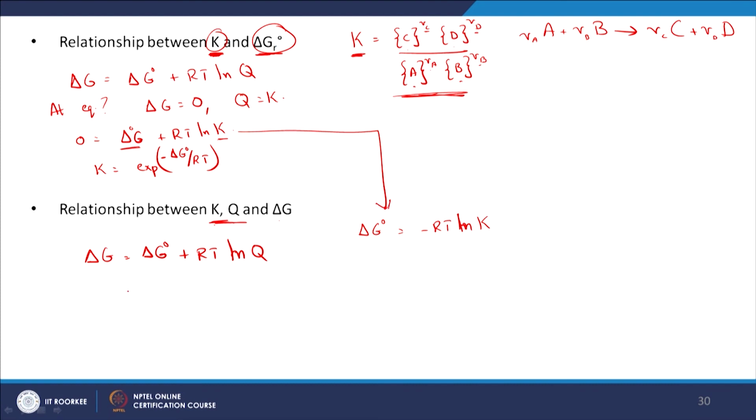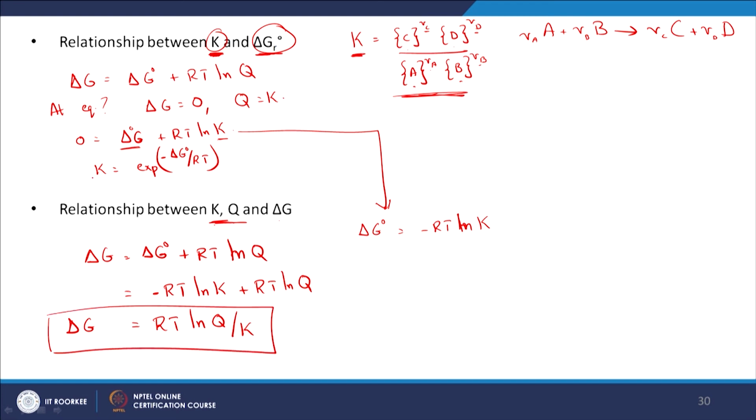So, plugging that in, what does that mean? That is equal to minus RT natural logarithm of K plus RT natural logarithm of Q, right. And so that translates to delta G equal to RT natural logarithm of Q by K, right. And so, this is a relationship we are going to use widely. So, you do not need to mug up anything here, everything is logical here. So, these are the take home messages here.